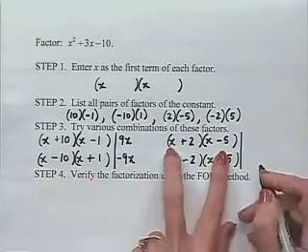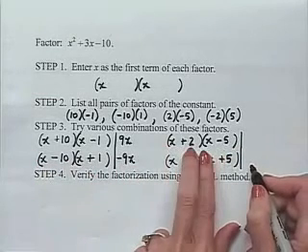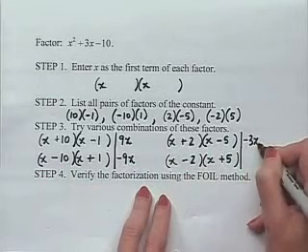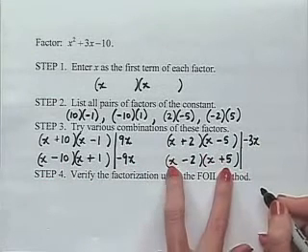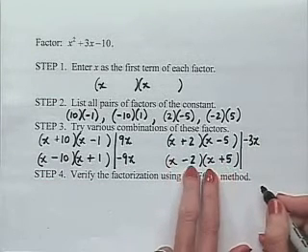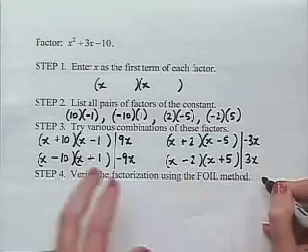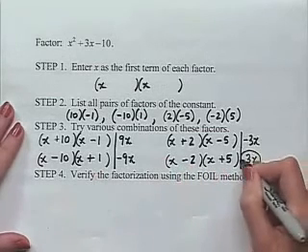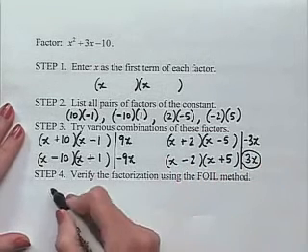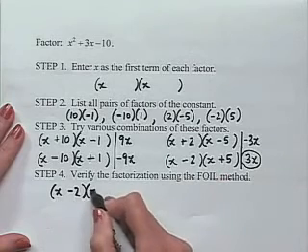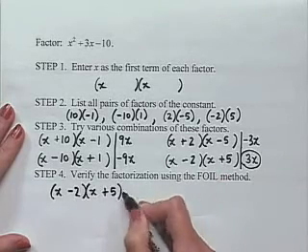The outer term is negative 5x. The inner term is positive 2x. Combined gives us negative 3x. The outer term is positive 5x. The inner term is negative 2x. Combined gives us positive 3x. The inner term that we need is a positive 3x, which leads us to believe that the factorization that will work is the last one that we have listed.